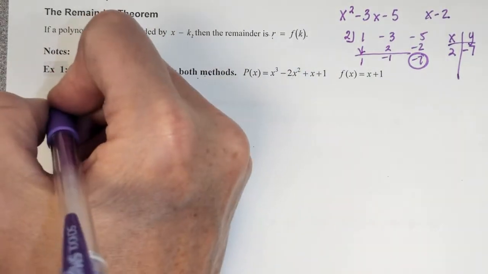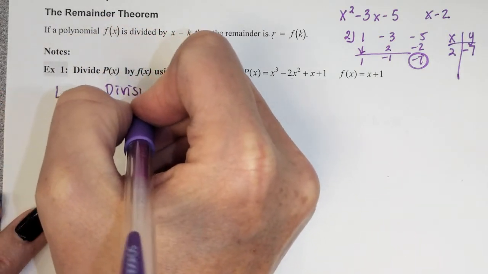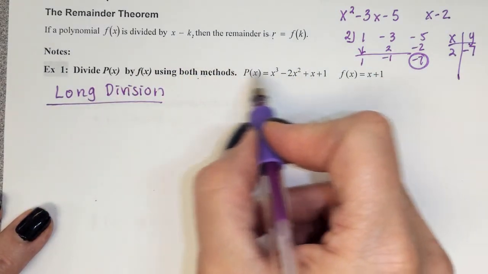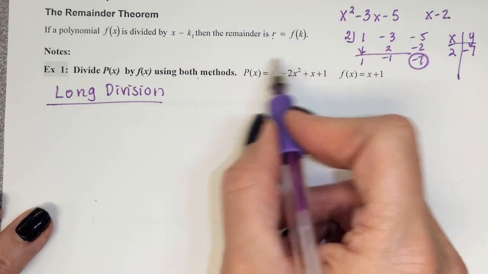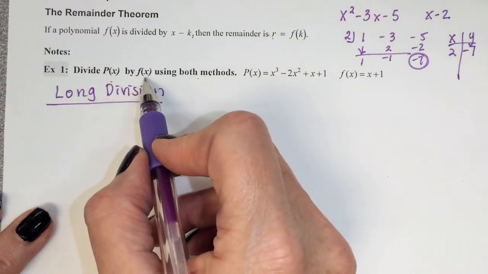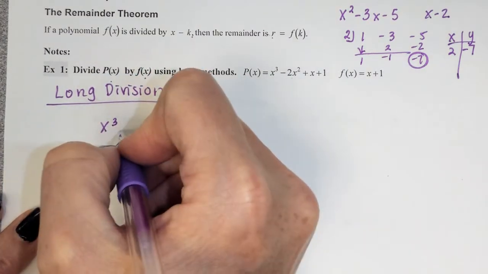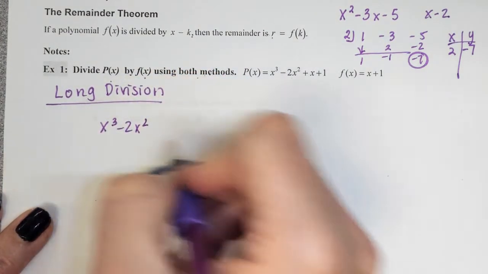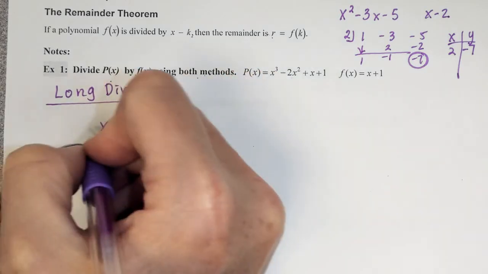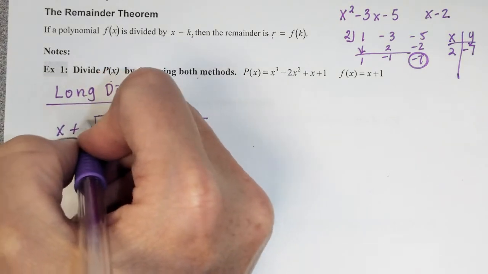So with long division, I have to say this is what I'm having as my dividend, because it says to do p of x divided by f of x. So this goes inside. And this is what we're dividing by, x plus 1.